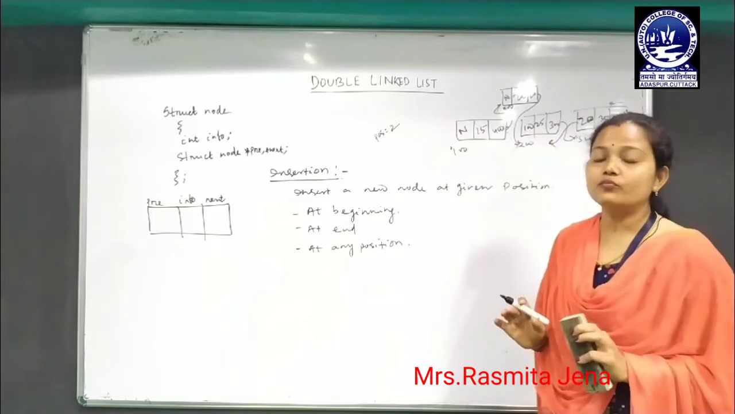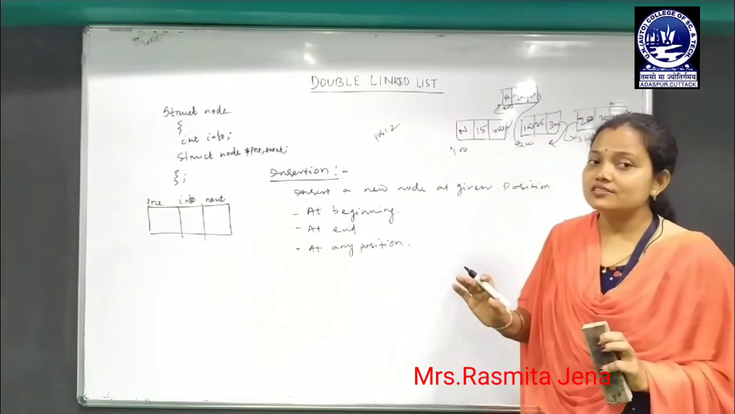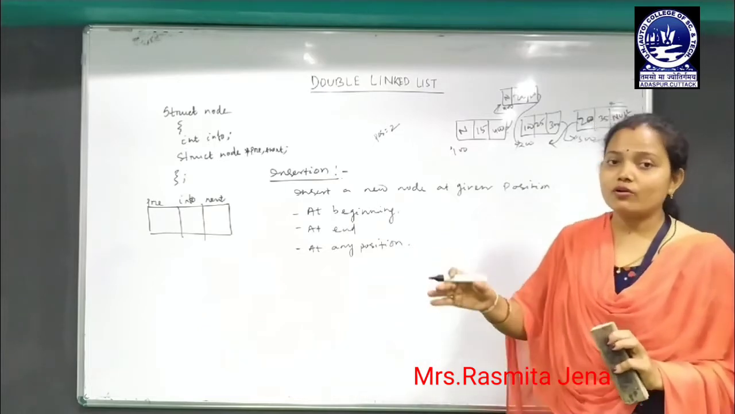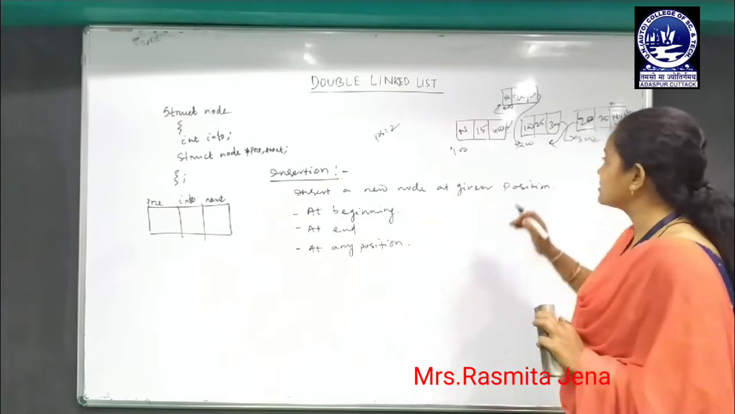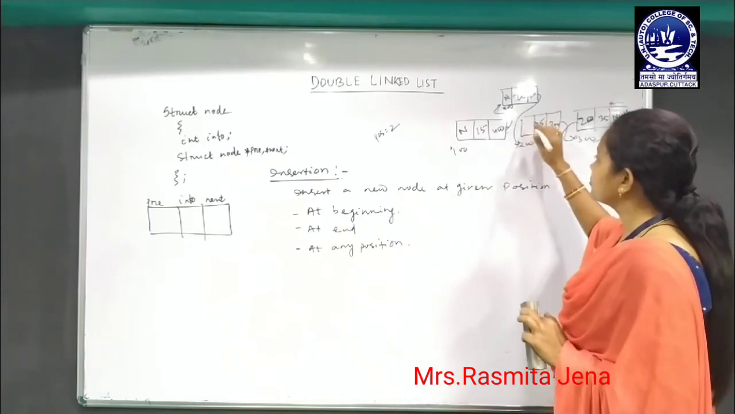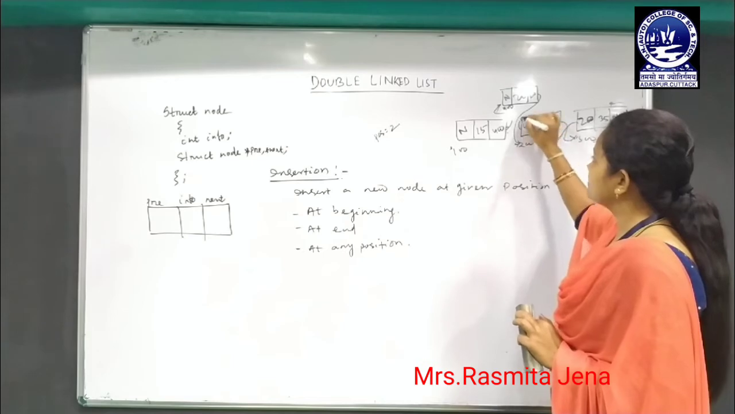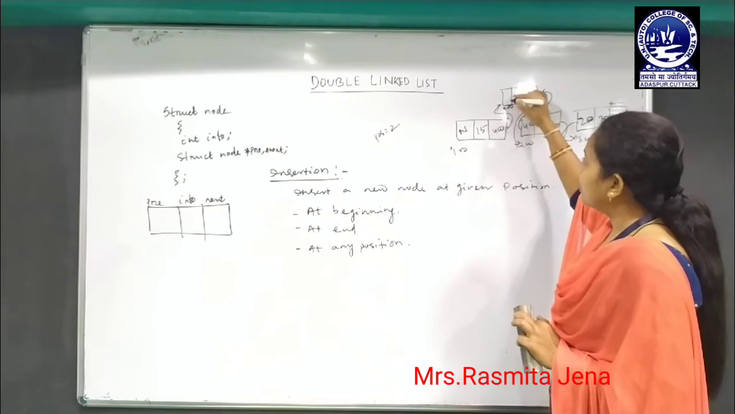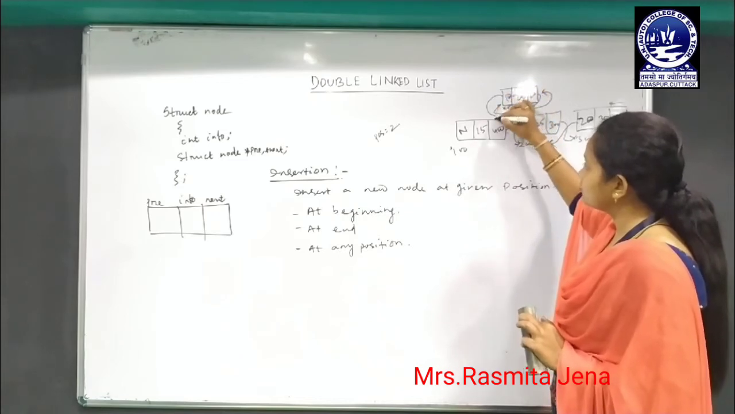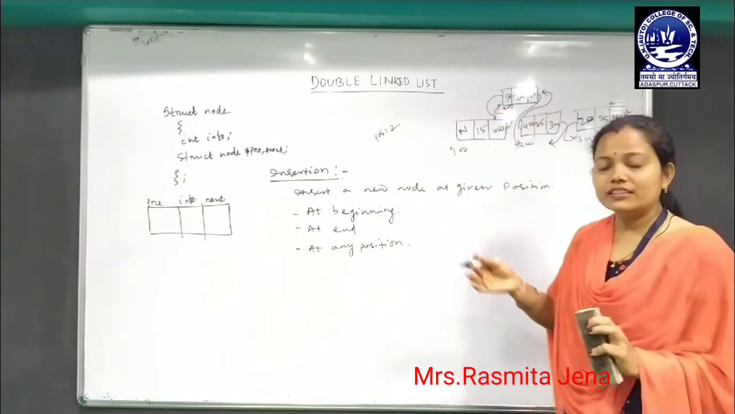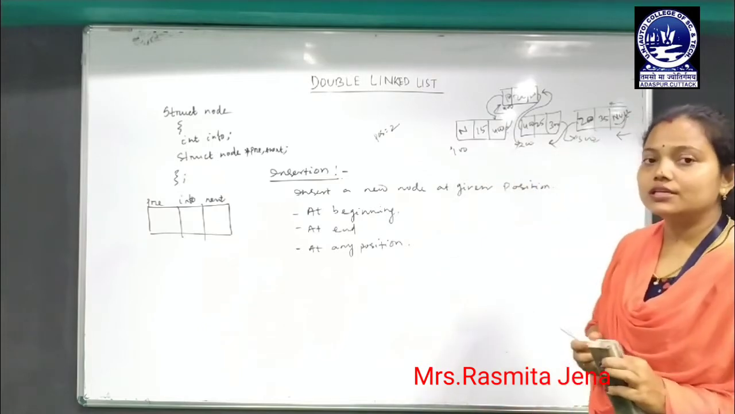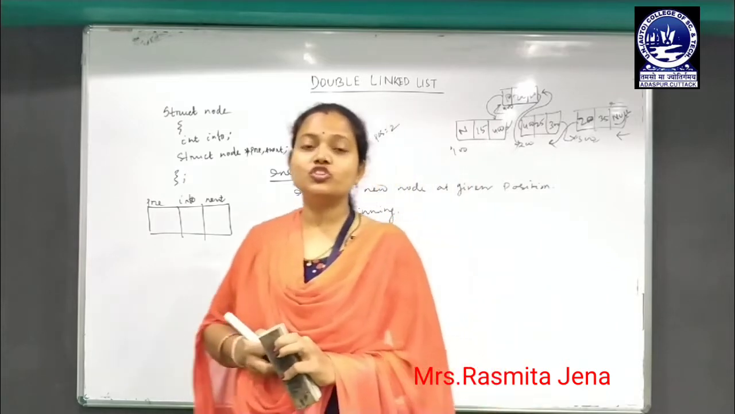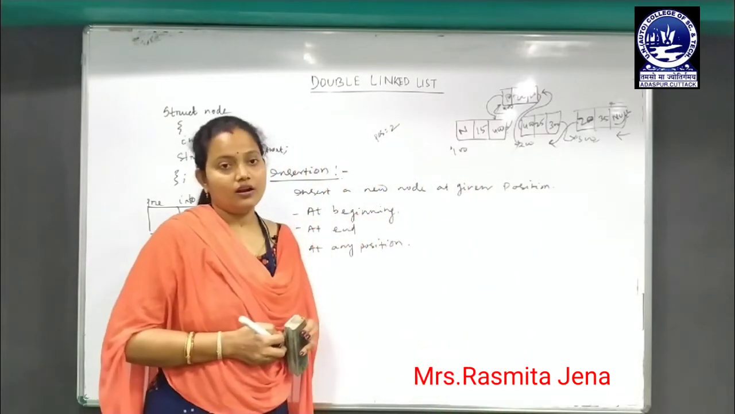So, this is about forward traversing after insertion of a node at any position. But in a double linked list we must have backward traversing. So, for backward traversing we will store 400 at this location, so that this will point to this location, and we will store 100 at this location, so that this will point to this location. So, in this way we can traverse the double linked list after inserting the node at any position in forward and backward traversing mode.